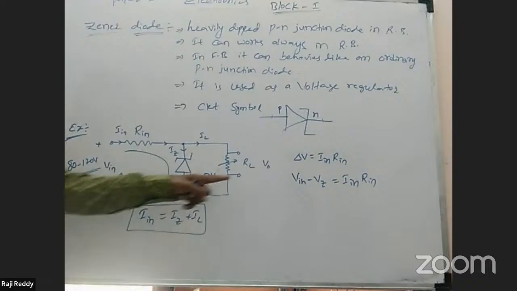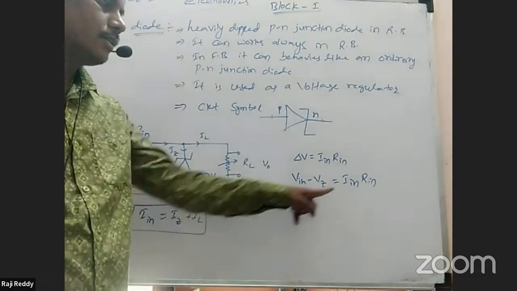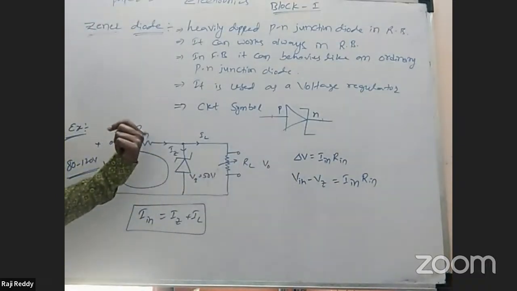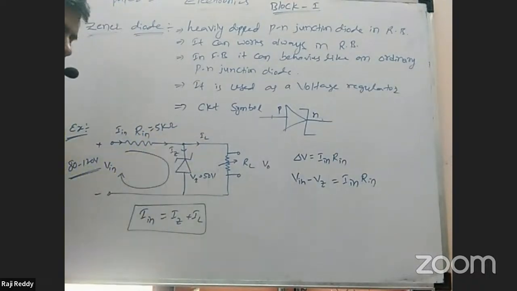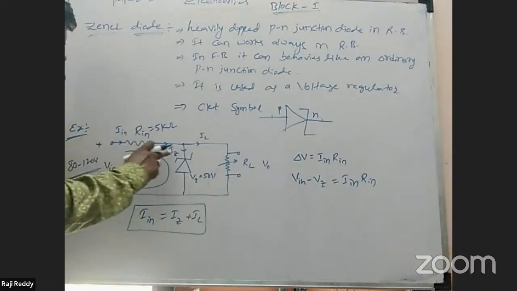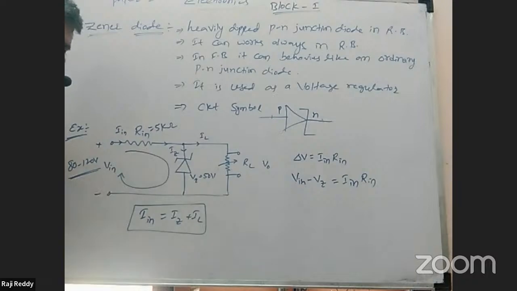80 minus 50, then we'll get 30 is equal to I in R in. The R in value they can give, maybe a 5 kilo ohm resistor or whatever, different values. Based on that only you can calculate I in.